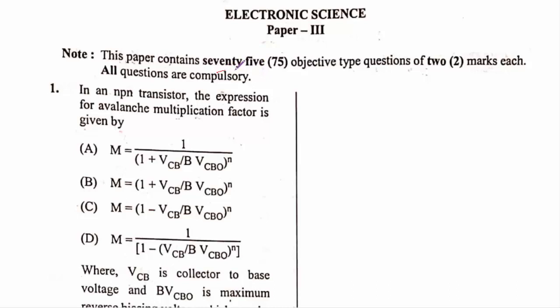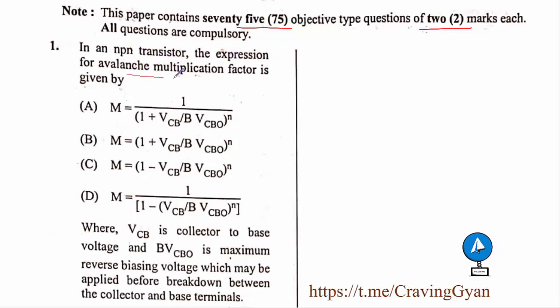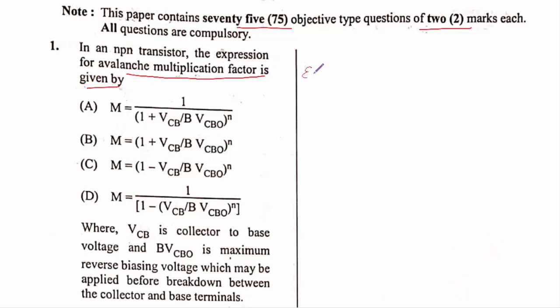So you need to solve 75 questions. Each question carries 2 marks. First question what they have given is, in an NPN transistor, the expression for avalanche multiplication factor is given by. This question is a part of ADC.